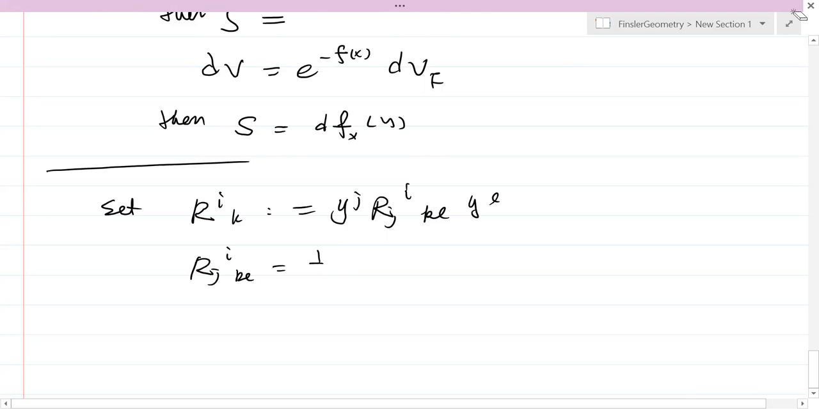So the four-index Riemannian curvature tensor can be expressed in terms of the Riemannian curvature in two indices, so they determine each other. We probably don't need that fact, but I just want to mention it.